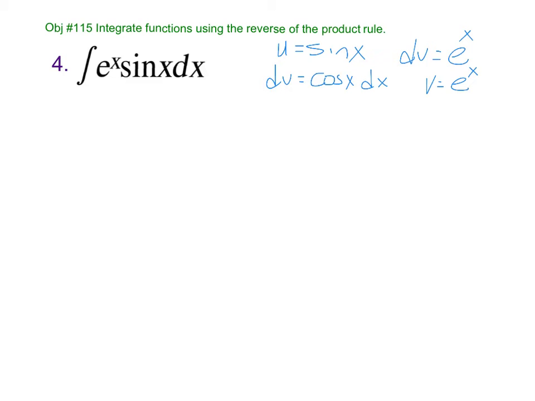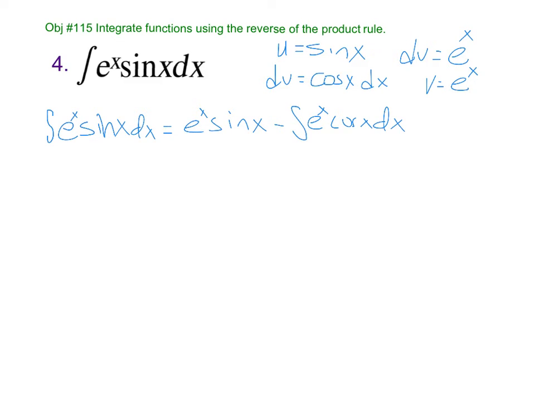All right, so now this one I'm going to do slightly different. I'm actually going to rewrite the original problem. So I get e to the x sine x minus the integral of e to the x cosine x dx. All right, so that's my first step. We did this one. Now we're going to do it again.